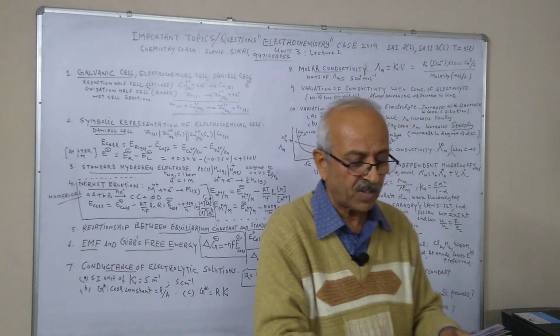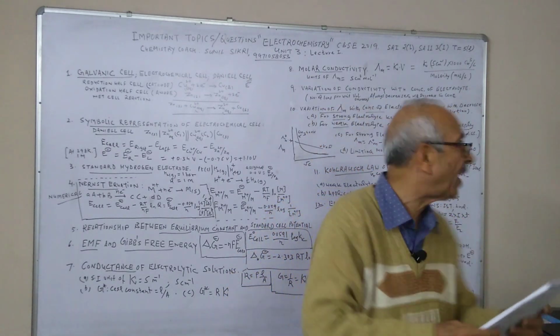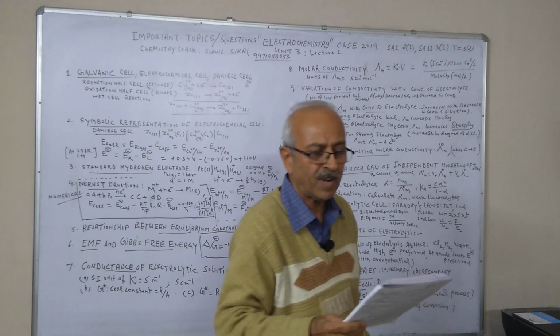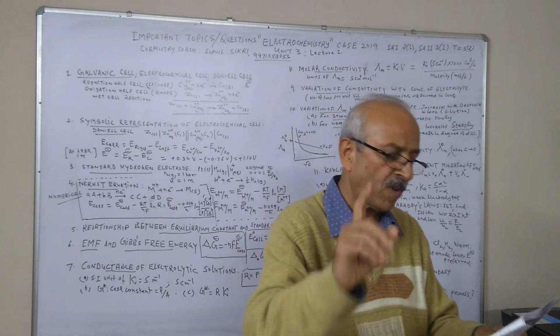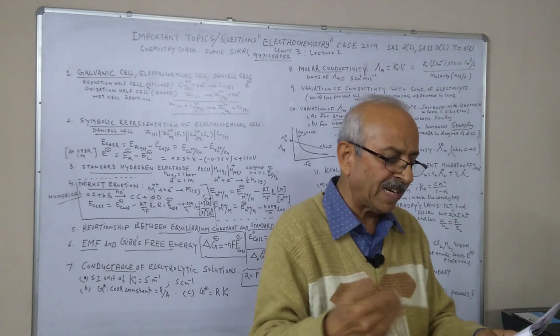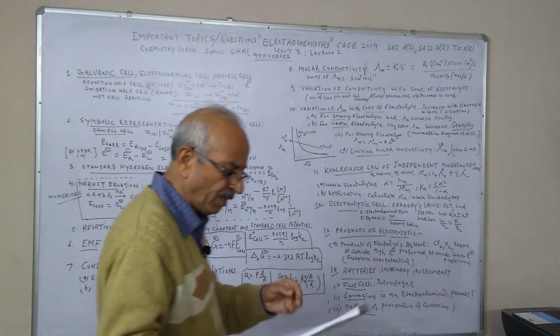Express the relationship between molar conductivity and conductivity. Very important. Again and again we are using lambda m is equal to 1000 times conductivity divided by molarity. Units: you have to be very careful of the units. Determine delta G0 and Kc when E0 values are given. These are important numericals. They can be asked again.